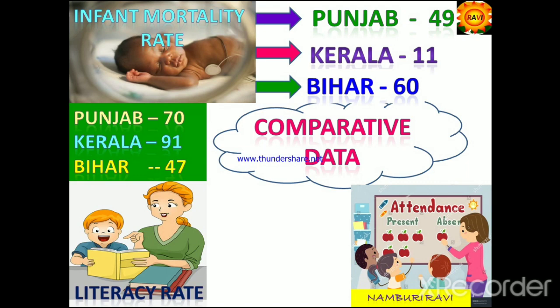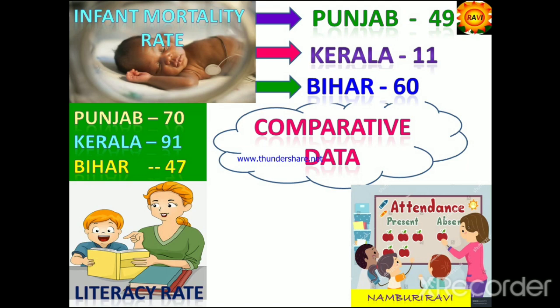Now we can see the net attendance rate. Here once again we have to recall that literacy rate means the number of people able to read and write in any language; we can call it literacy. So in Punjab it is 70%, Kerala it is 91%, Bihar 47%. They are able to read and write in any language.